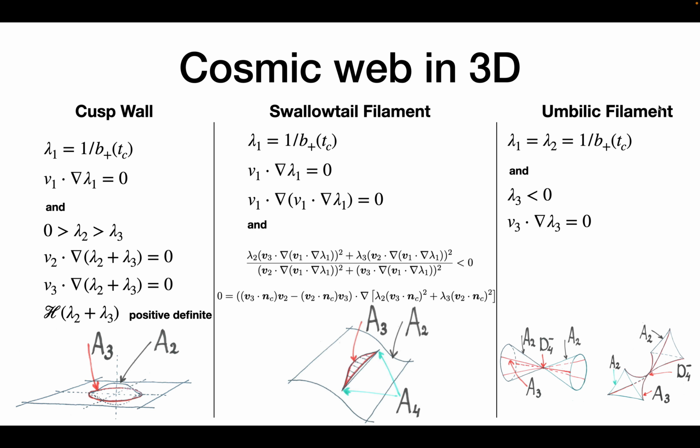For the umbilic filament, you find that there is again a very simple condition you have to add. For the swallowtail filament, it turns out that you have to do a little bit more work and you have to impose these additional conditions. Again, you have a condition here that it's negative, that means maximal, that it is stretching, and then the other condition corresponds to maximal stretch.